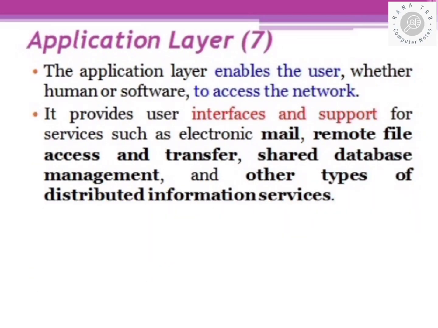Finally, the seventh layer of the OSI model, the application layer. The application layer enables the user, whether a human or software, to access the network. It provides user interfaces and support for services such as electronic mail, remote file access, transferring or sharing data sets, and other types of distributed information services. The application layer can be either a human or a software connection interface layer.